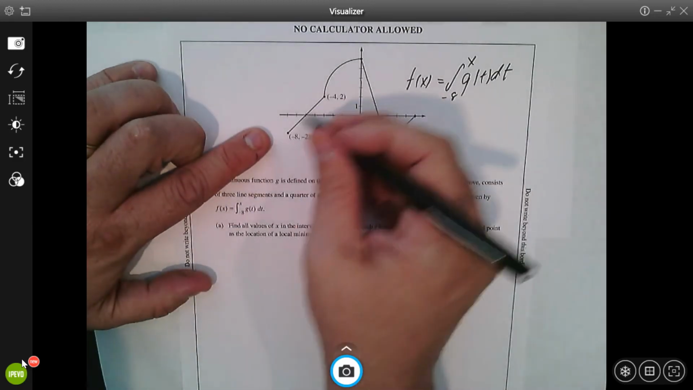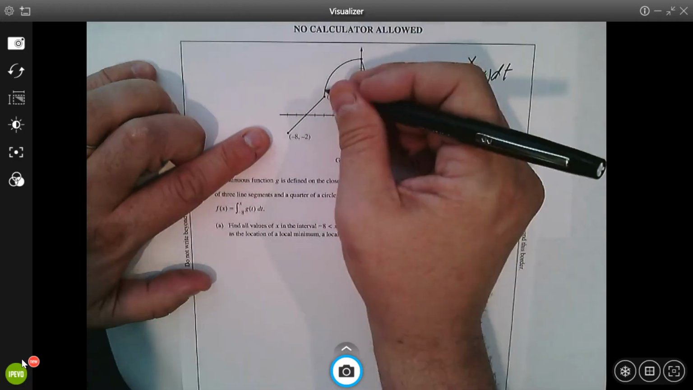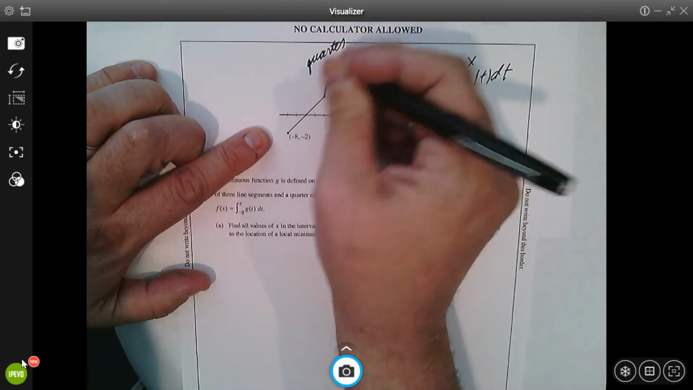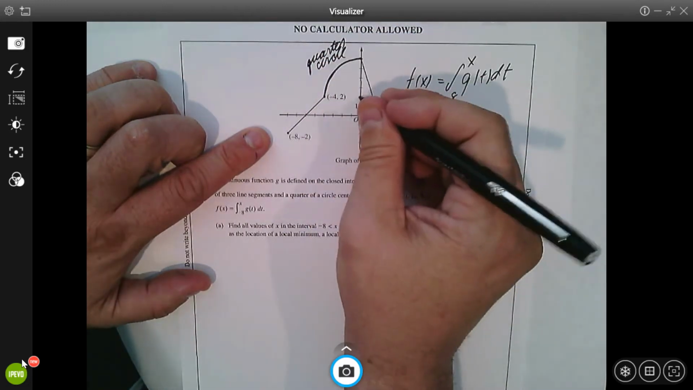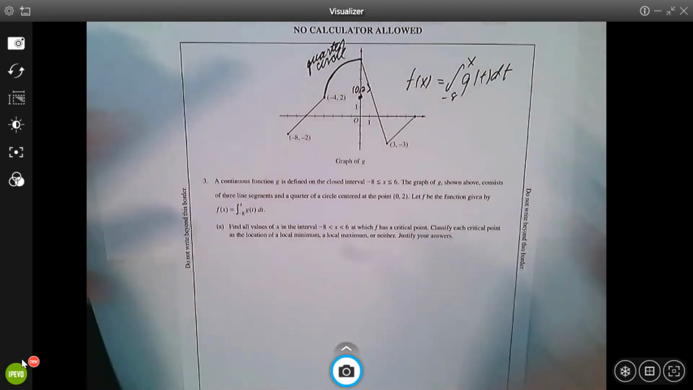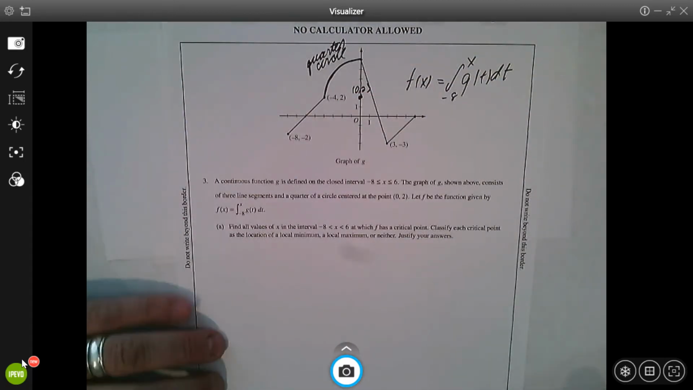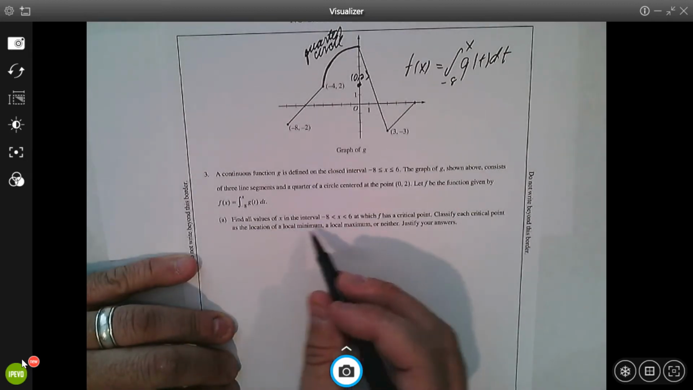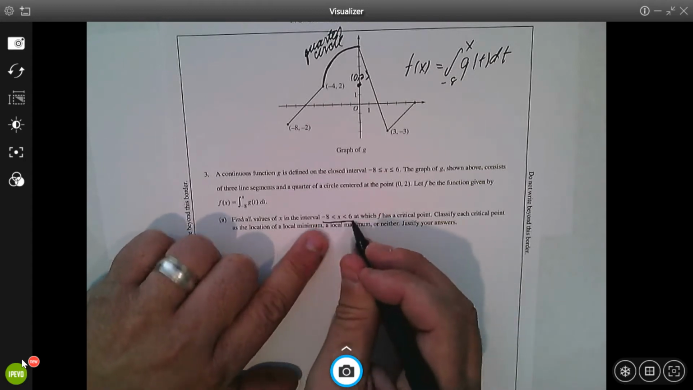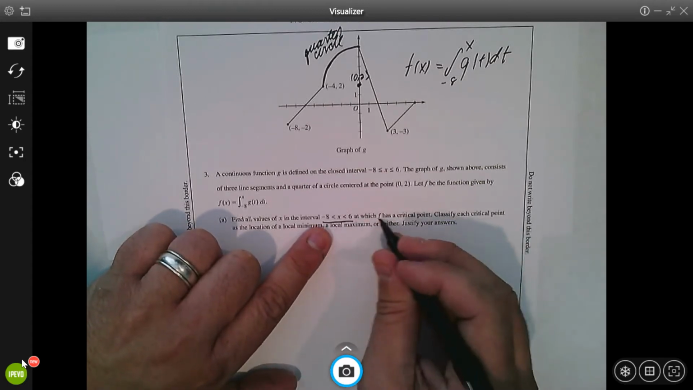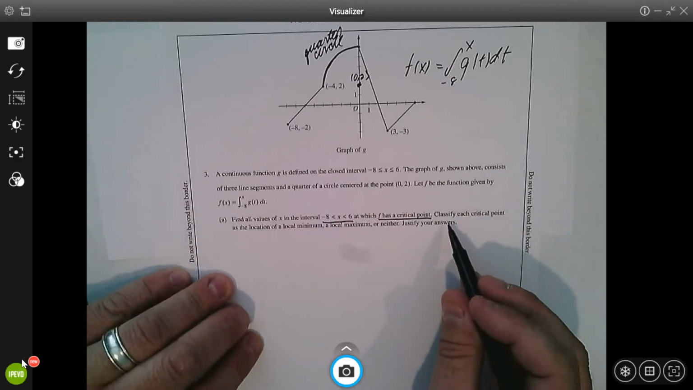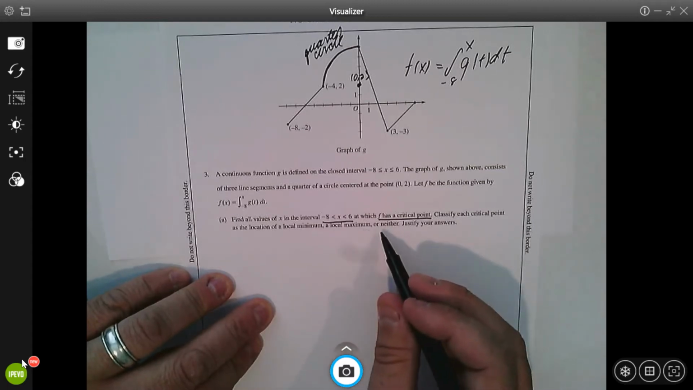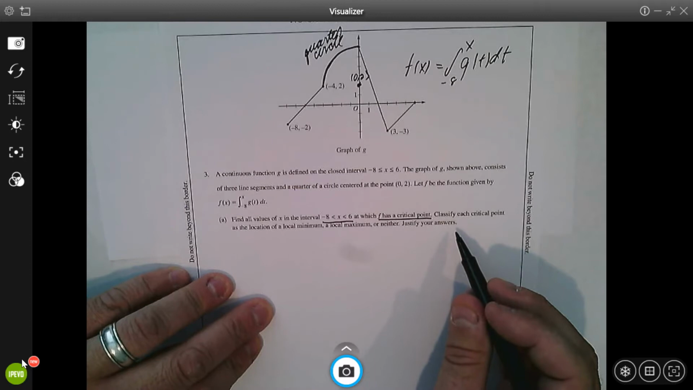Alright, so important things. We've got 1, 2, 3 line segments. This guy over here, they said, is a quarter circle. And the center is over here at the point (0, 2). Okay, not too bad. In part A, we're asked to find all values of x in the open interval -8 to 6, so don't include endpoints, at which f has a critical point. Then we need to classify each critical point as the location of a minimum, a maximum, or neither, and we have to justify our answer.